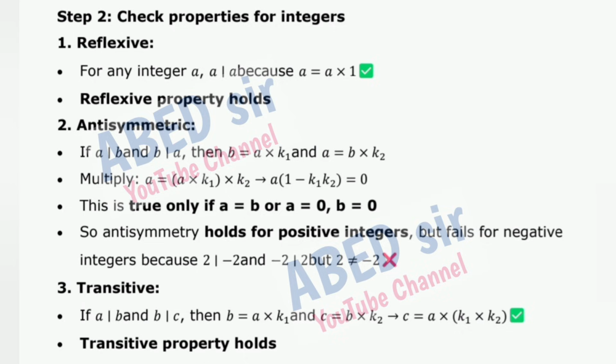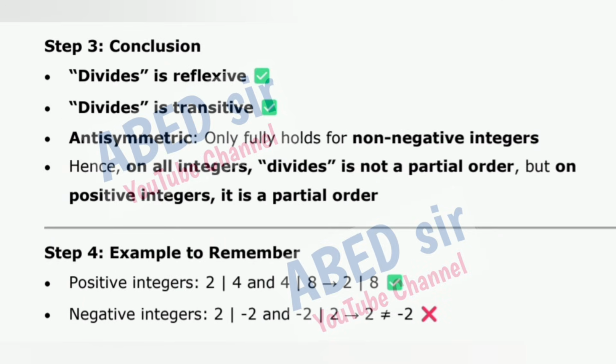3. Transitive. If a divides b and b divides c, then b is equal to a times k1 and c is equal to b times k2, so c is equal to a times k1 times k2. Transitive property holds. Step 3. Conclusion. Divides is reflexive. Divides is transitive. Antisymmetric only fully holds for non-negative integers. Hence, on all integers, divides is not a partial order, but on positive integers, it is a partial order.